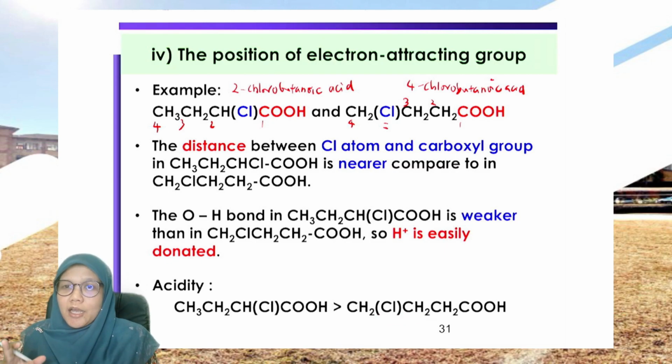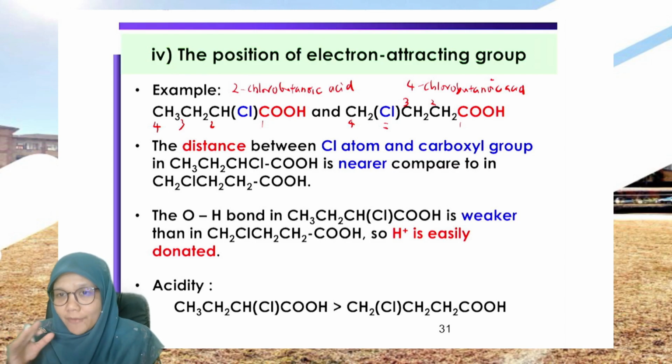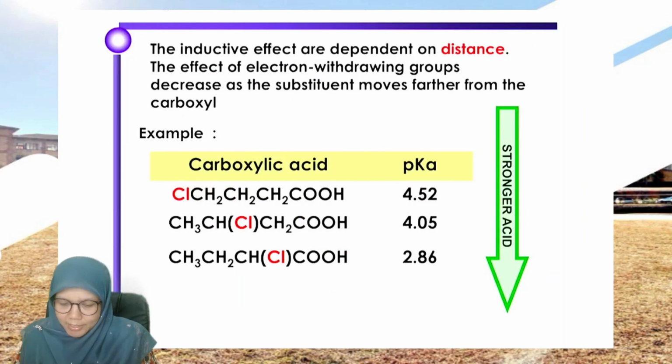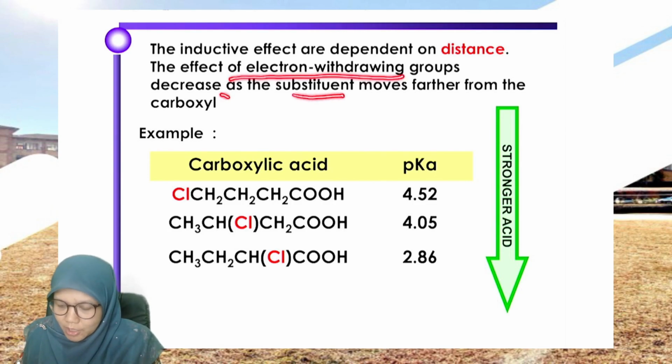Okay, so ingatlah kalau position lebih dekat dengan carboxyl group tu more acidic. Okay, position of apa? Position of EWG group. Okay. The inductive effect are dependent on distance. Okay. The effect of EWG group decrease as the substituent move further from, lagi jauh from the carboxyl.